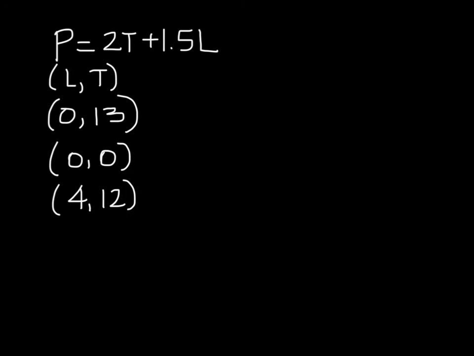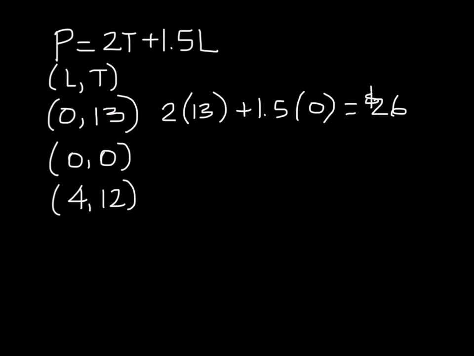Okay, now that I have my 3 corners, and remember my ordered pairs are L, T, X, Y. X is L, salsa, T is my jars of tomato sauce. I now will plug in my corners to my profit. And if I plug 0 in for L and 13 in for T, I've got to be careful with that. So I'm going to do 2 times T plus 1.5 times L. This is going to be $26. And if I plug in 0 for both, this is going to be $0, obviously.